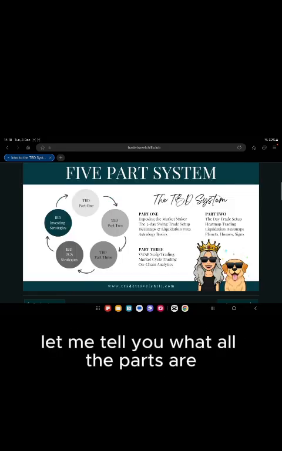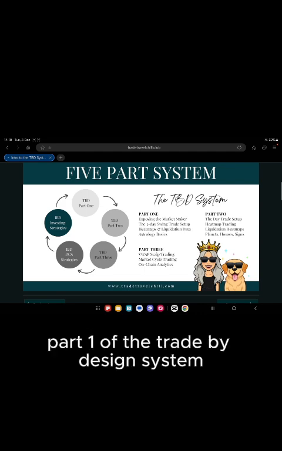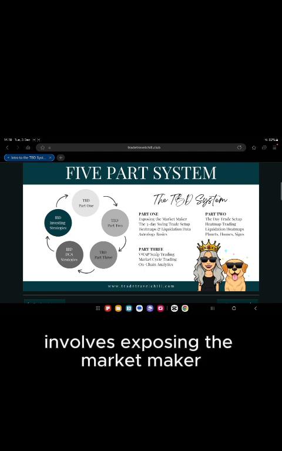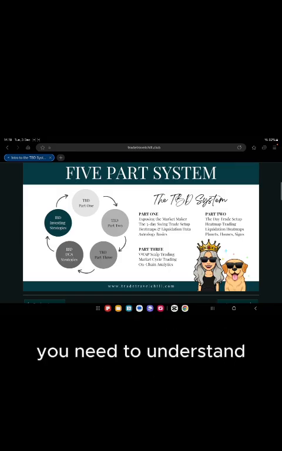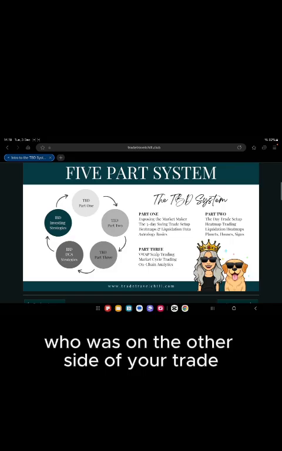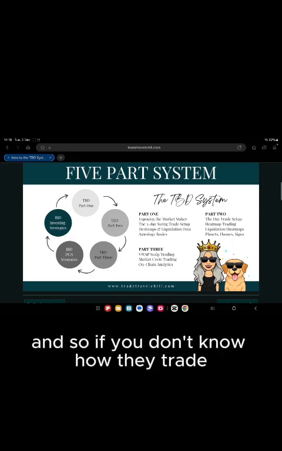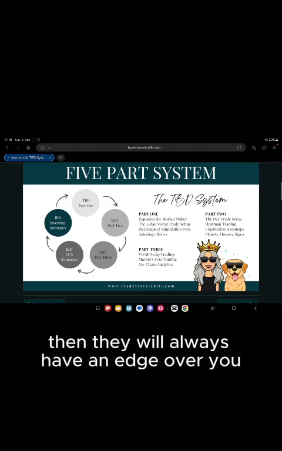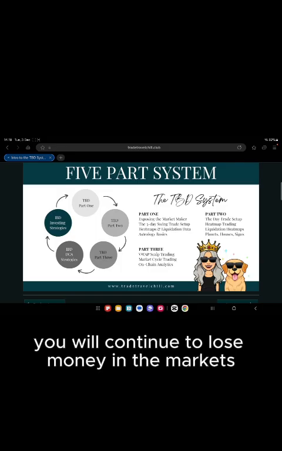So let me tell you what all the parts are before we deep dive into this course. Part 1 of the Trade by Design system involves exposing the market maker. And this is important because in order for you to trade, you need to understand who is on the other side of your trade trying to take your money. Those people know how you're taught to trade. And so if you don't know how they trade, then they will always have an edge over you. And this is why you will continue to lose money in the markets.